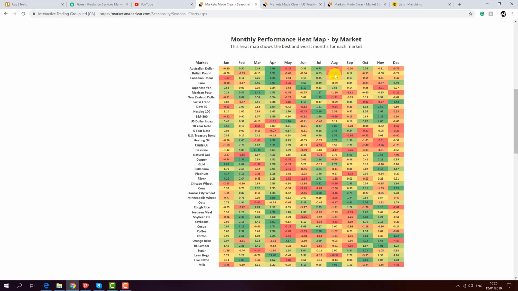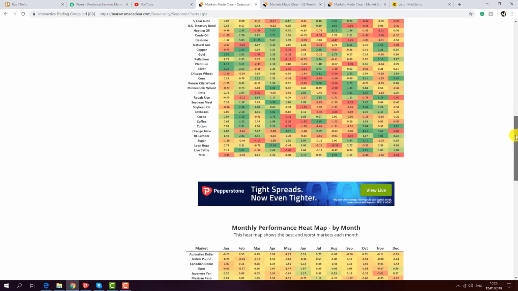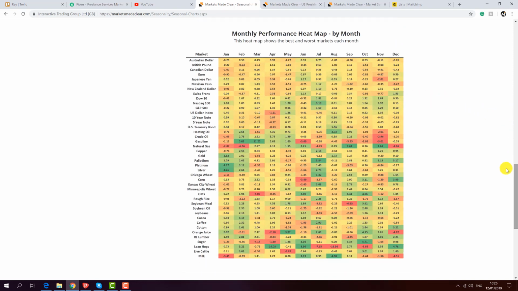But the heat map I'm going to be focusing on in this video is actually the one a little bit further down. What this one does is tell us the best and worst markets for each month. So rather than reading this one horizontally, we're reading this heat map vertically, and that compares each market and tells us where we can expect to see the biggest moves each month. So I'm going to be looking at this to try and pinpoint where we should be moving our money, which markets we should be focusing on at which point of the year.